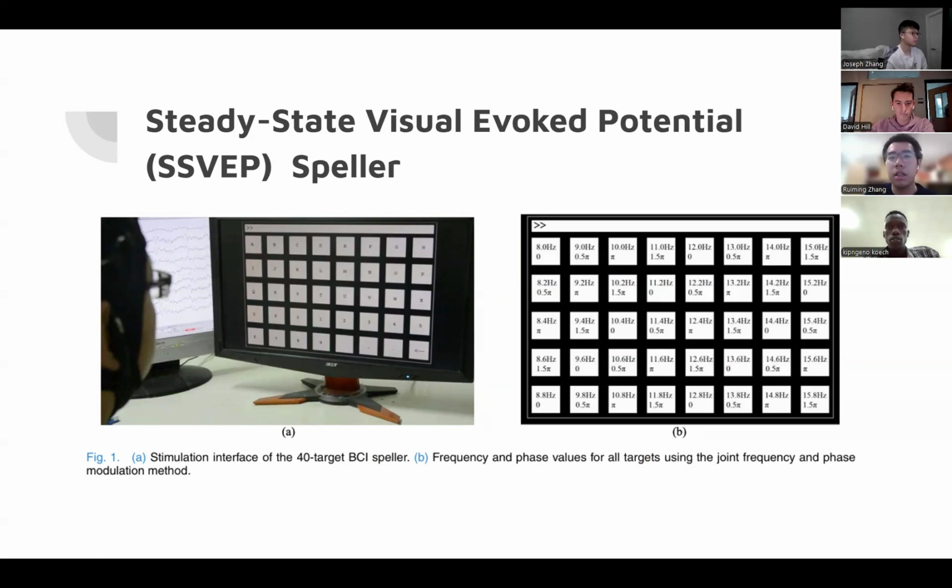As shown in the figure, the system collects these brain signals through EEG when subjects focus on one target letter. Then the computer tries to decode which letter the subject is looking at. In this way, the SSVEP speller can help people with disabilities communicate.